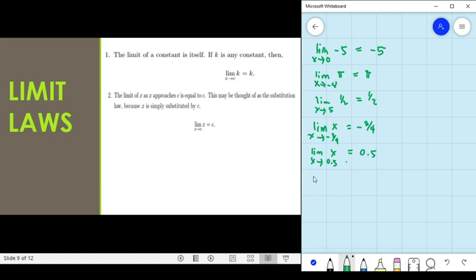Okay, one more. The limit of x as x approaches -1,000 is equal to -1,000. Okay.